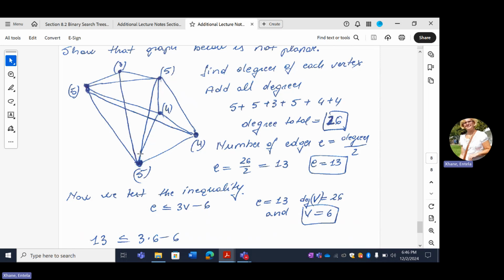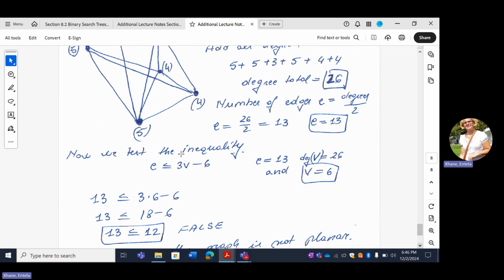Do not get confused between the degrees and the number of vertices. Degrees are different. You count the degree for each vertex, and you add them up to get the total degree. Now, the dots that are connected to create the connected graph are the vertices of the graph. So we have 6.